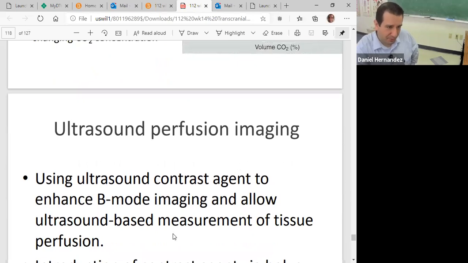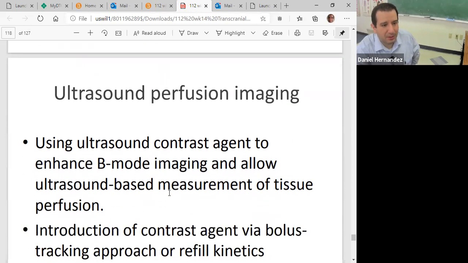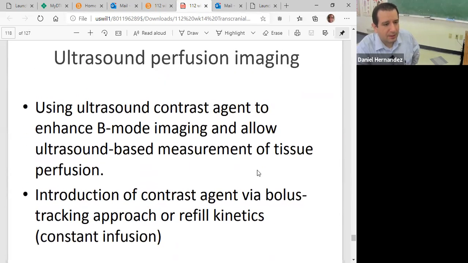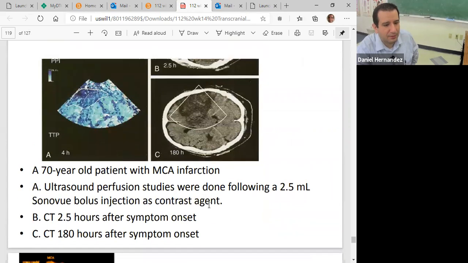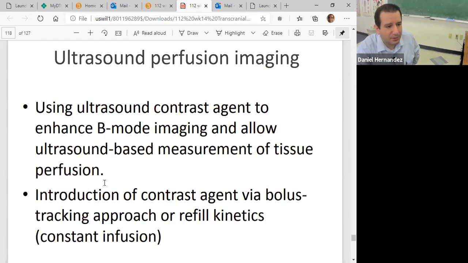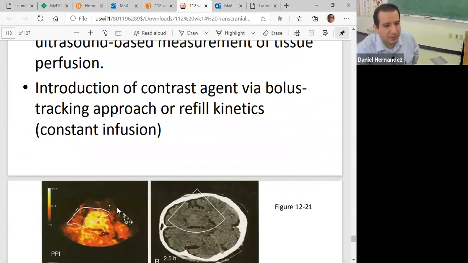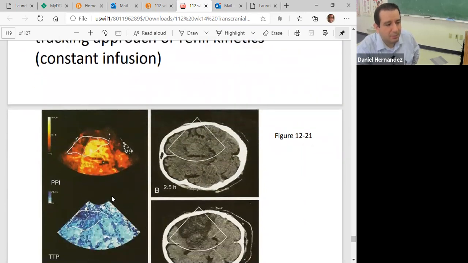So ultrasound perfusion imaging. Using an ultrasound contrast agent to enhance B mode imaging and allow ultrasound-based measurements of tissue perfusion. This is a newer function of ultrasound. So introduction of contrast agent via bolus tracking approach or refill kinetics. So we can actually visualize perfusion of blood flow using a contrast agent and be able to detect areas with malperfusion.